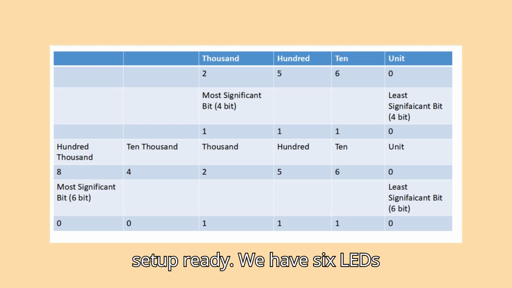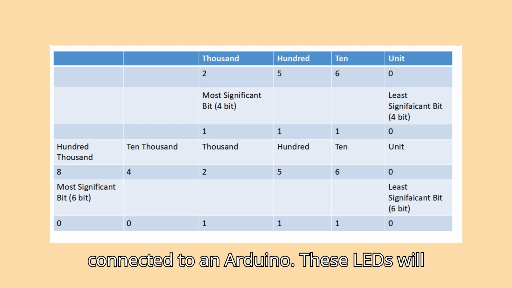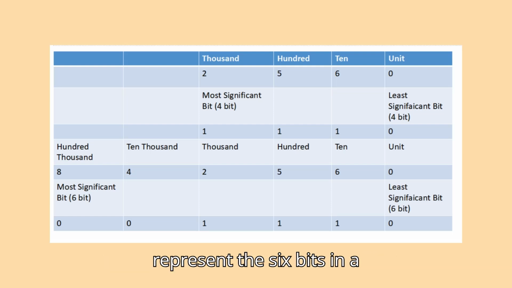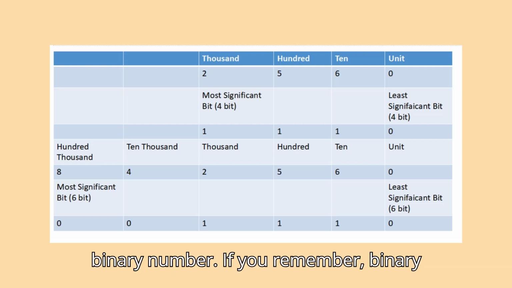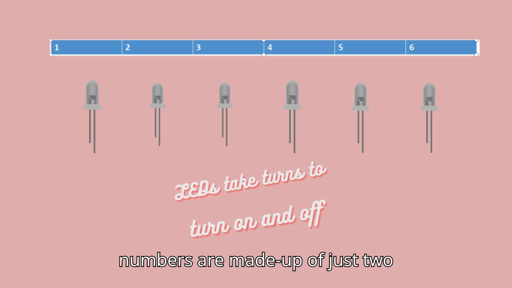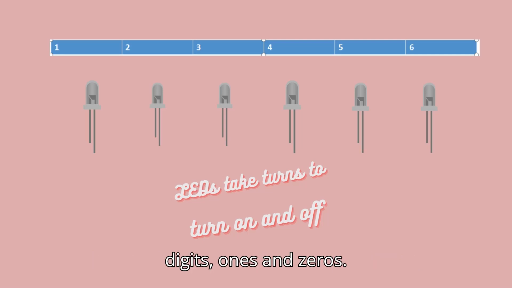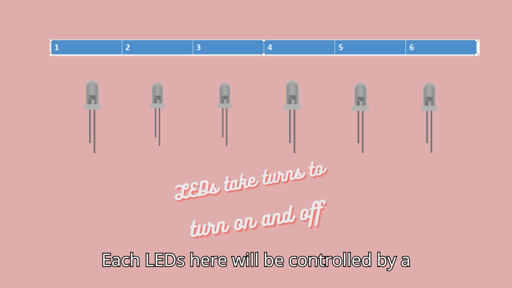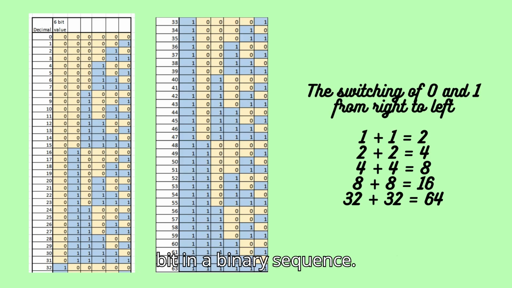First, let's get the setup ready. We have 6 LEDs connected to an Arduino. These LEDs will represent the 6 bits in a binary number. If you remember, binary numbers are made up of just 2 digits, ones and zeros. Each LED here will be controlled by a bit in a binary sequence.